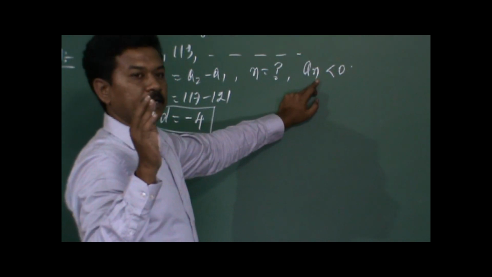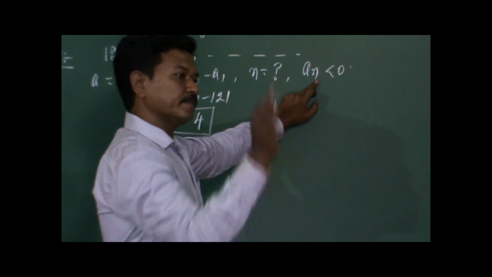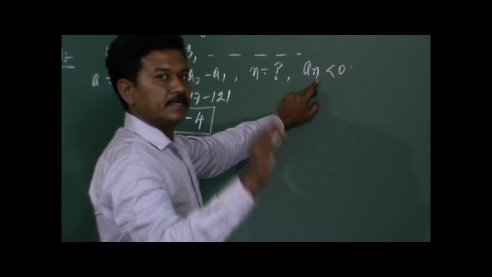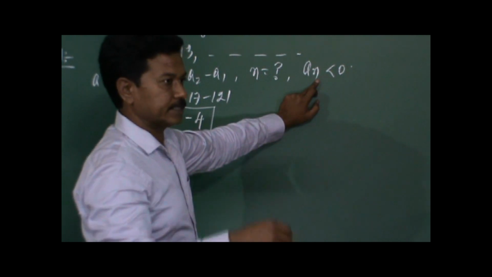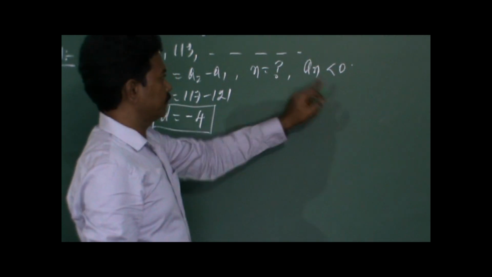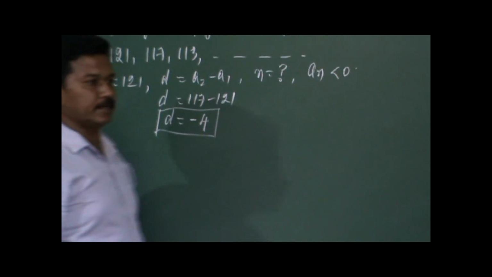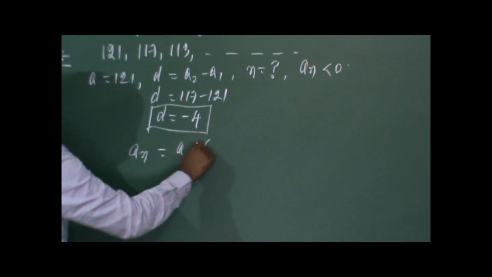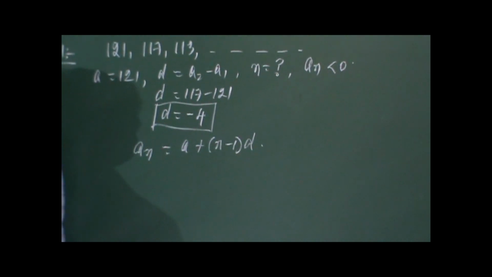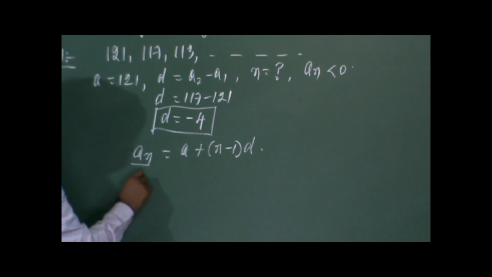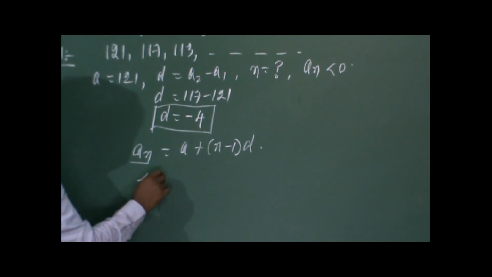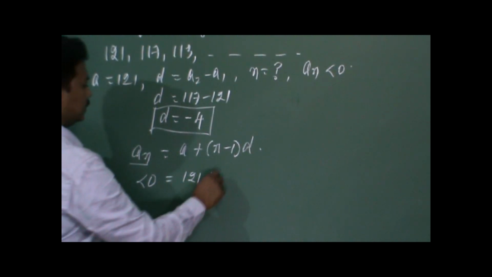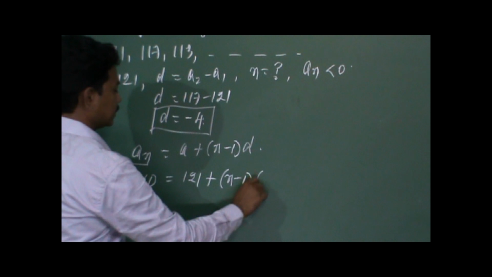So here, let the first negative integer be the nth term. If that first negative integer is the nth term, then it should be less than 0. The first negative number should be less than 0. So we take the nth term less than 0. Let us write the formula: an is equal to a plus n minus 1 into d. Very simple formula. The nth term, which is less than 0, is equal to a, which is 121, plus n minus 1 into d, which is minus 4.